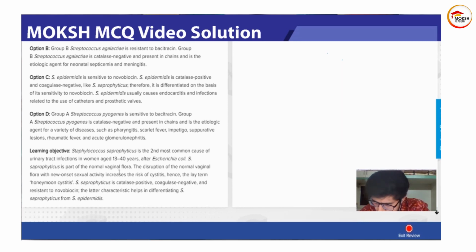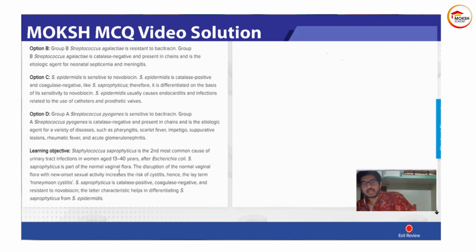Okay, this is mentioned in your First Aid also. So the leading cause is E. coli, second most common is Staphylococcus saprophyticus, and third is Klebsiella pneumoniae. All right, it's very well mentioned in your First Aid. I'm not telling anything extra, it's there in your First Aid.